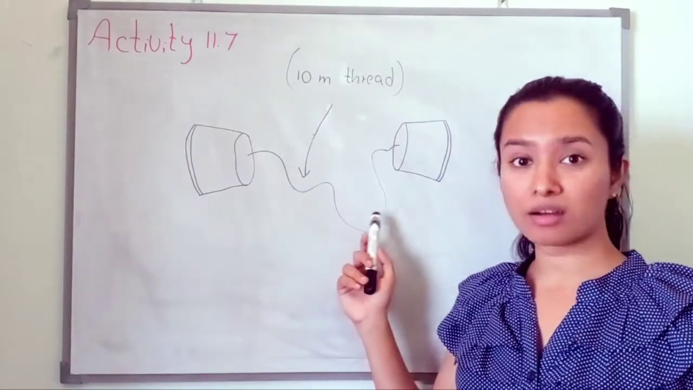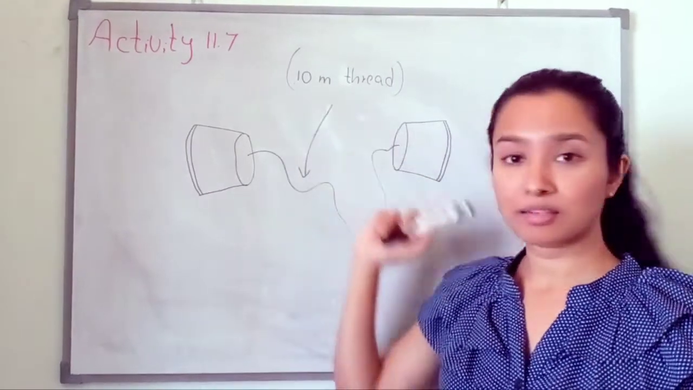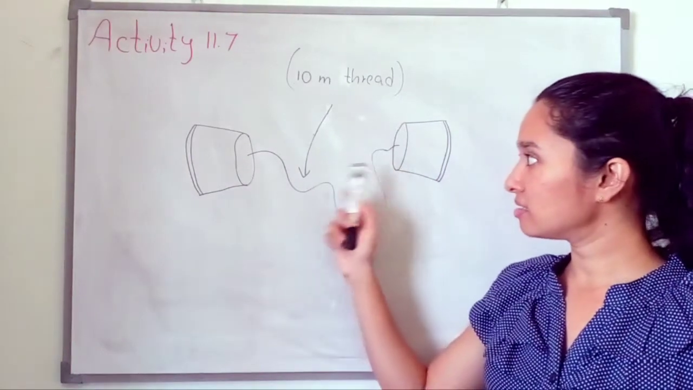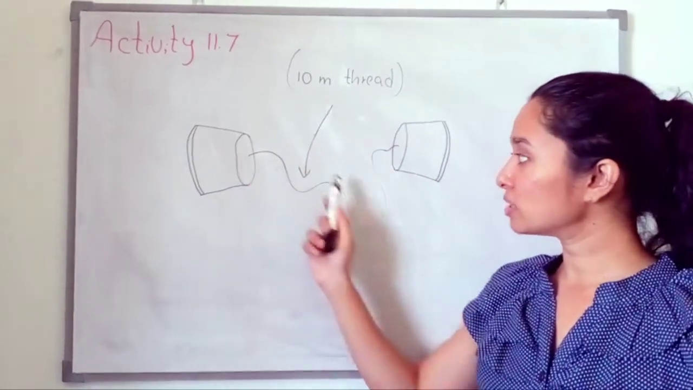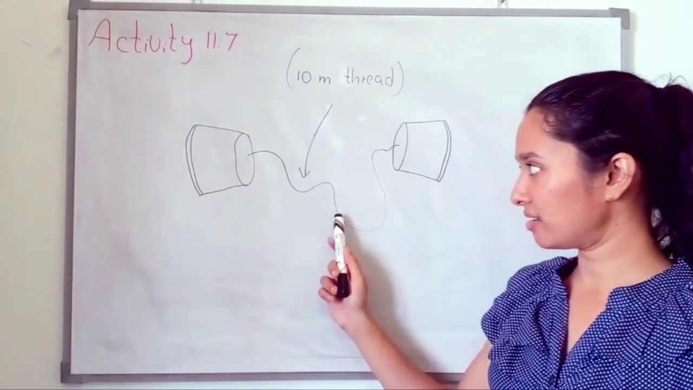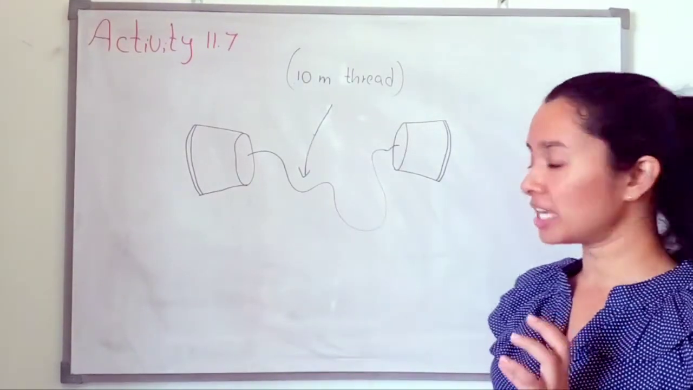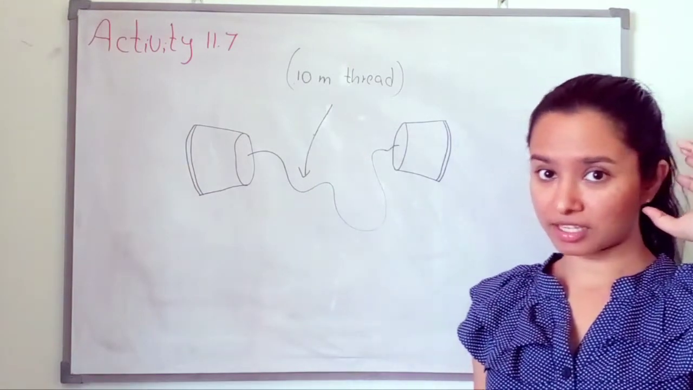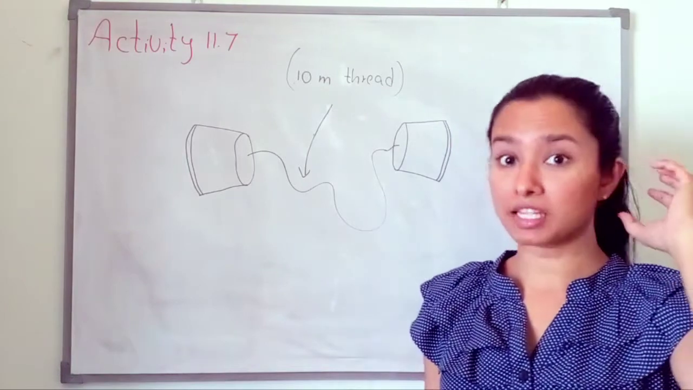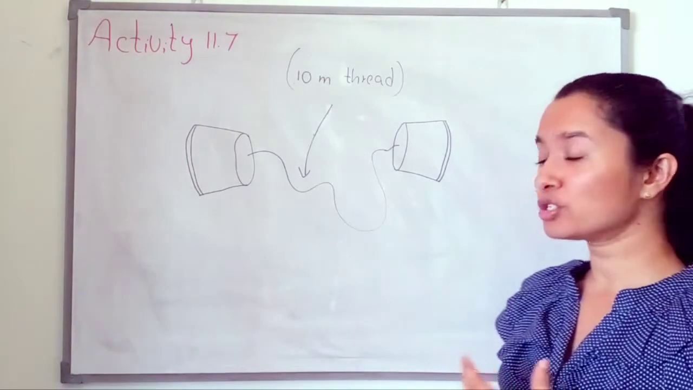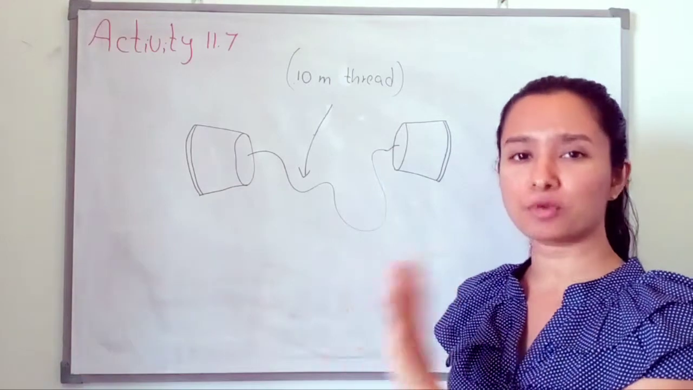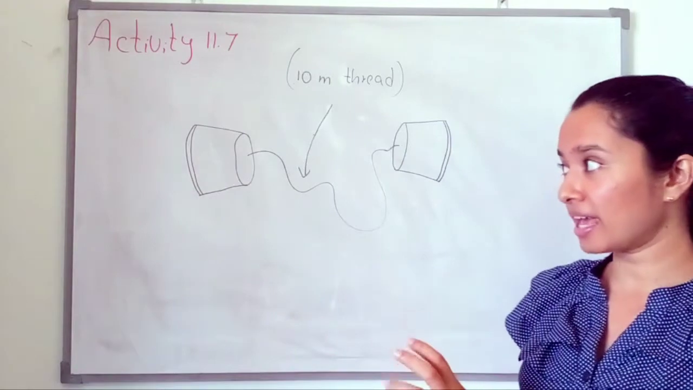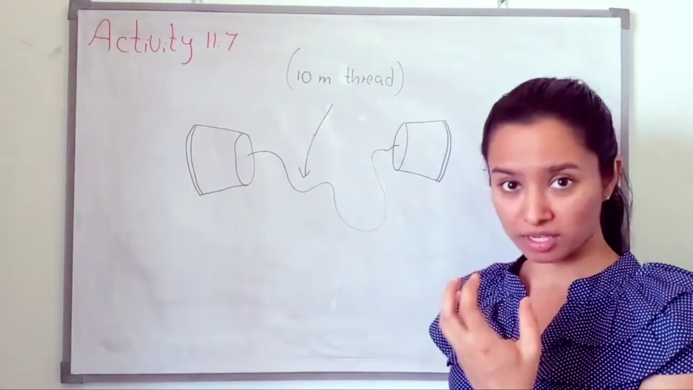This is a long thin thread, about 10 meters. Here you have to connect the two yogurt cups with the long thin thread. Then keep one yogurt cup on your ear, and tell your friend to go as far as possible with the other yogurt cup and speak into it.